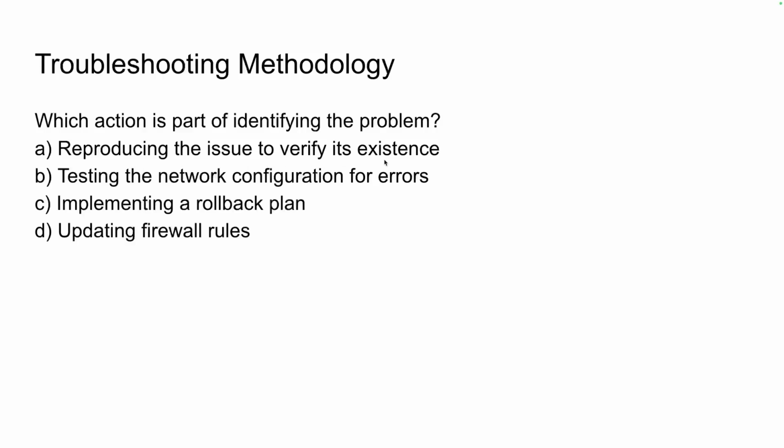I think it would be part of like isolation. And then implementing a rollback plan is when you are going in resolution and trying to resolve something. Updating the firewall rules is also a part of resolving something. I would say testing the network configuration, but reproducing, I think, would be an answer as well. So, okay, reproducing the issue to verify its existence would be a part of identifying the problem.